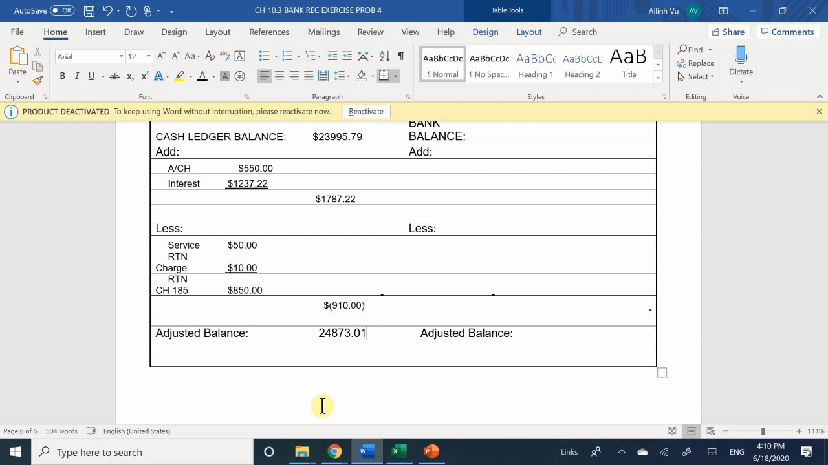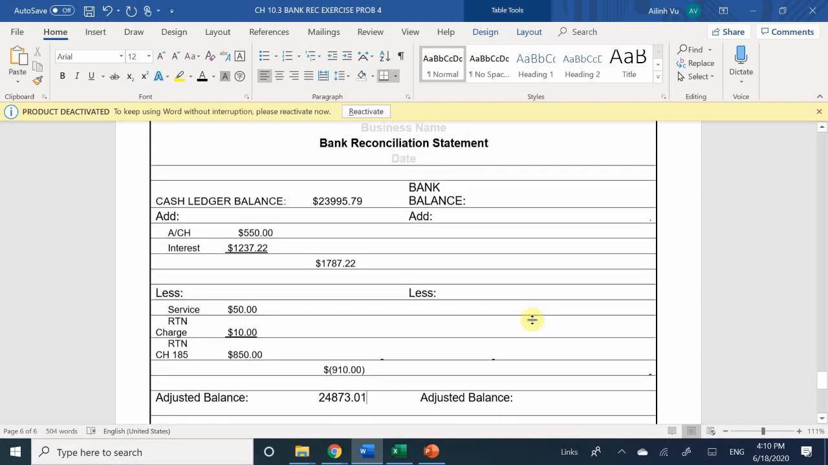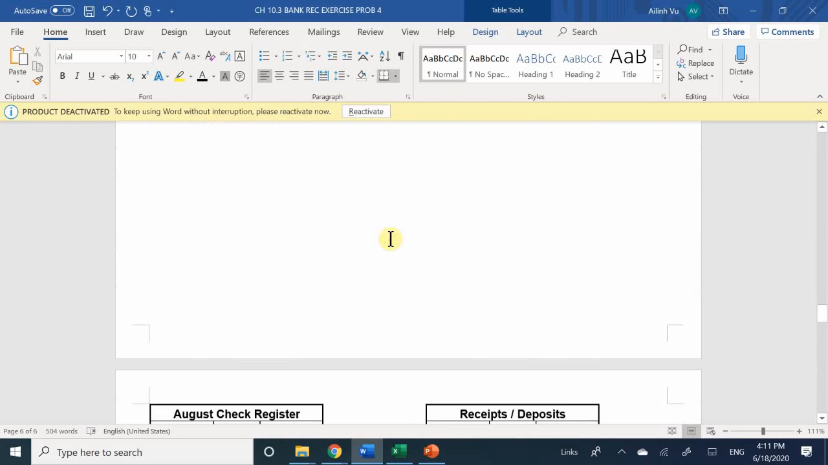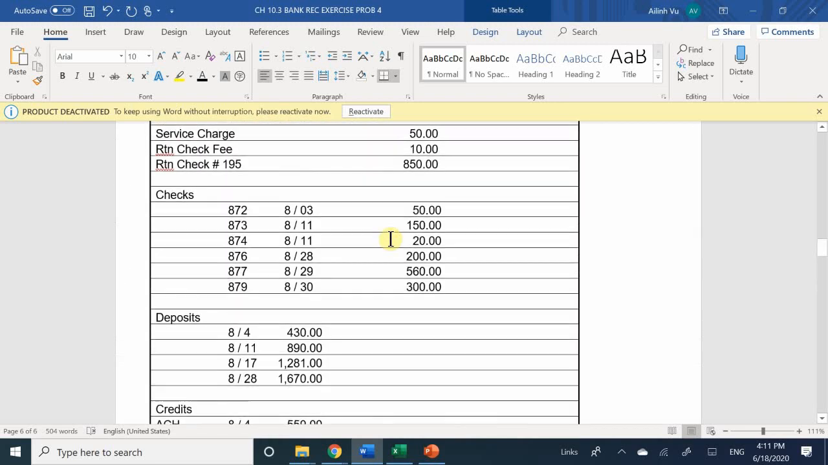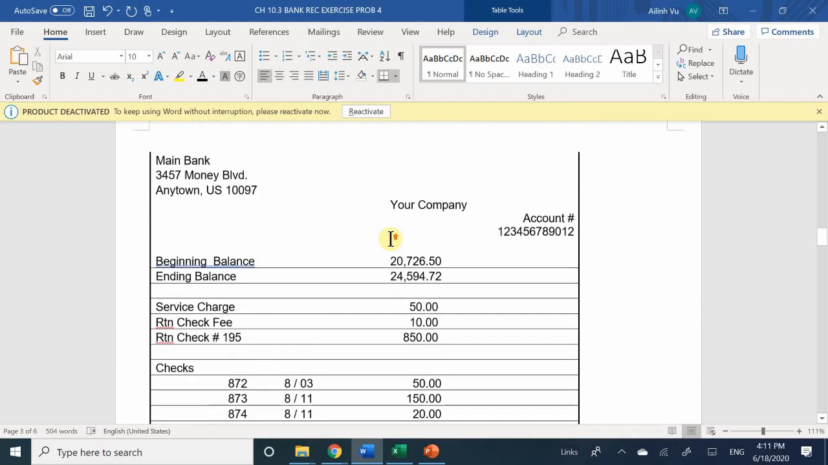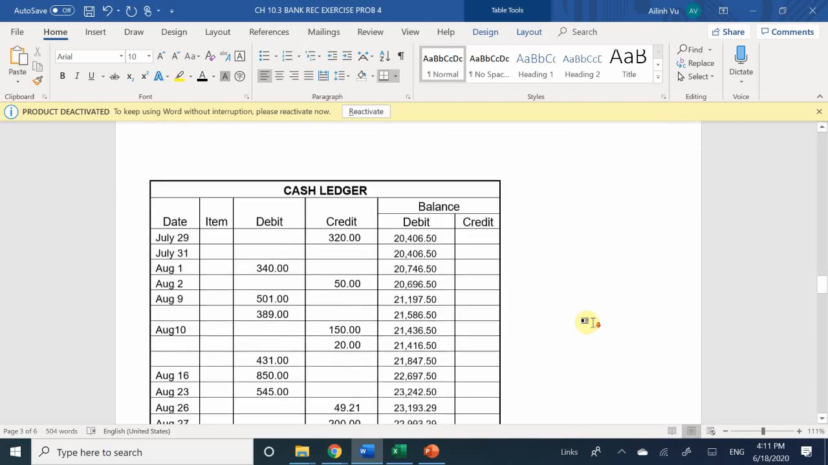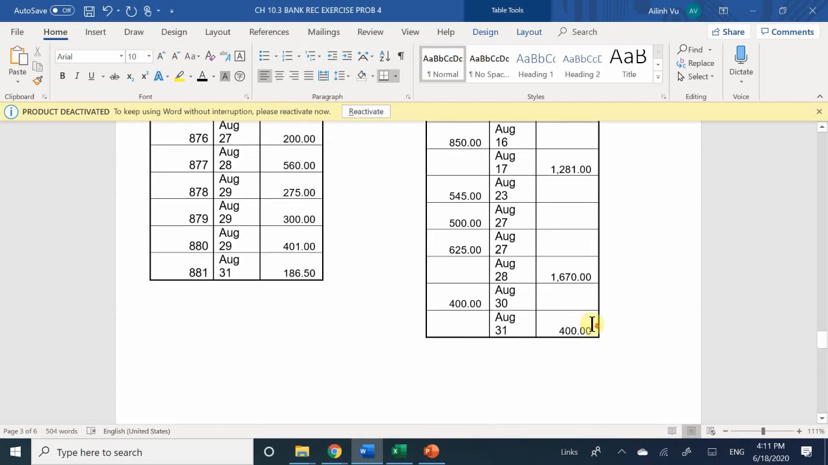All right. Now let's go ahead and check out this side. So in the bank, we need to start off with our ending balance. What is our ending balance in the bank? Let's scroll up to our bank. What is the ending balance in our bank? 24,594.72. Okay, good. So in our bank, we already started at 24.